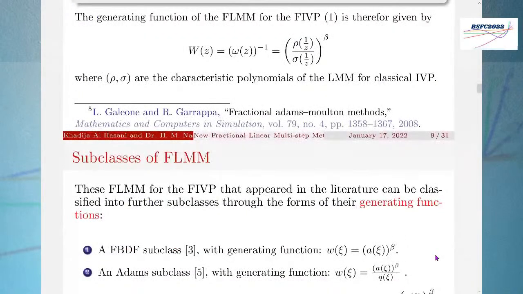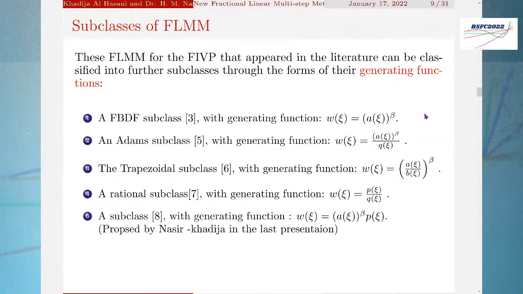Here we list some subclasses of the fractional linear multi-step method that appeared in the literature, according to their generating function. The first one is the fractional BDF, which has this form of generating function. Another generating function of this form is obtained by Adams, which is the Adams subclass obtained in this reference. The trapezoidal subclass in this reference has this form of generating function, and the rational subclass in this reference has this generating function. And Nasser and Khadija in the last presentation proposed a new subclass of fractional linear multi-step methods which have this form of generating function.